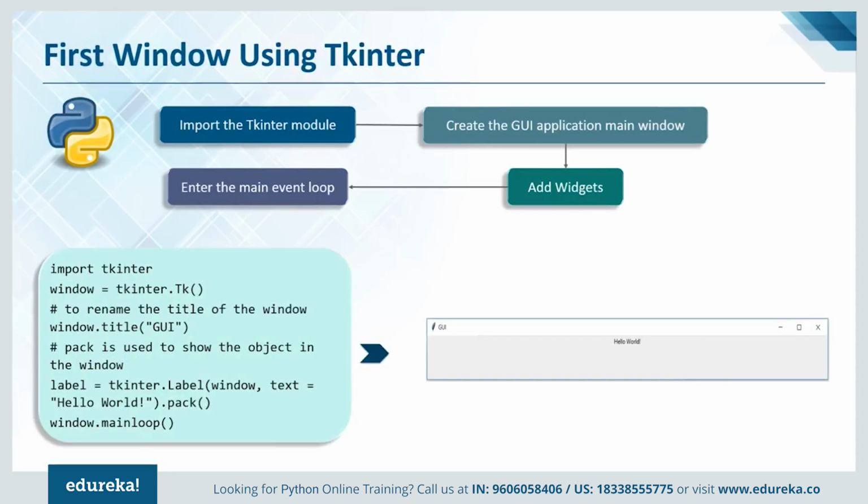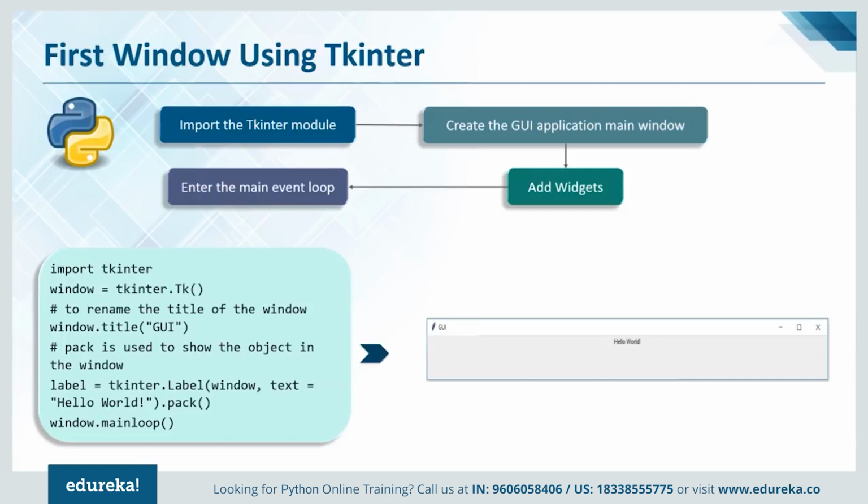As I mentioned, we're importing the Tkinter package and defining a window. Later, we are giving a window title, which is shown on the title tab whenever you open an application. So for example, Microsoft Word is shown on the title tab when you open a Word application, correct? Similarly here, we call it GUI in our case.